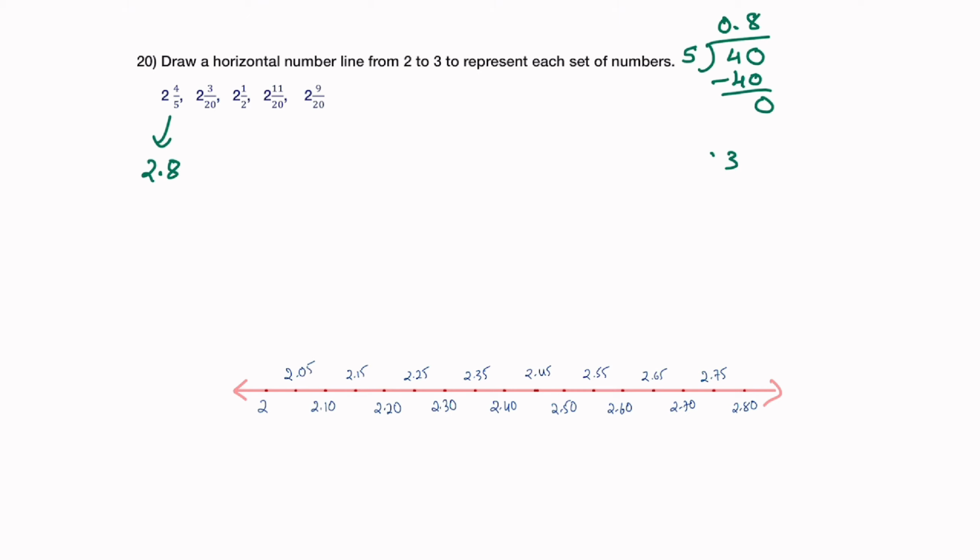Okay. Next is 3 upon 20. So I do 3 divided by 20. It doesn't go. I put 0 and I put a decimal here. It goes once. That's 20. 10 is the remainder.